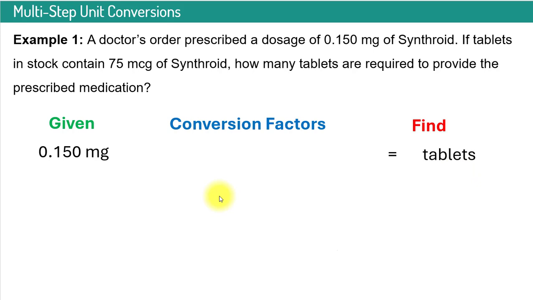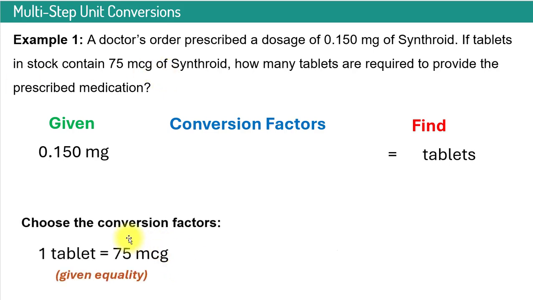As you already know from the previous video, we convert from one unit to another using conversion factors. Some conversion factors can be obtained from the information given within the problem, and others we can obtain from the tables of units. Notice in this problem we do have some information that we haven't used yet. It says that tablets in stock contain 75 micrograms of Synthroid. So this is something that we can use to obtain a conversion factor.